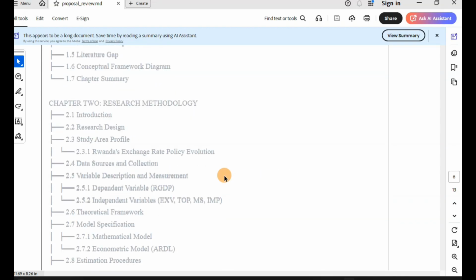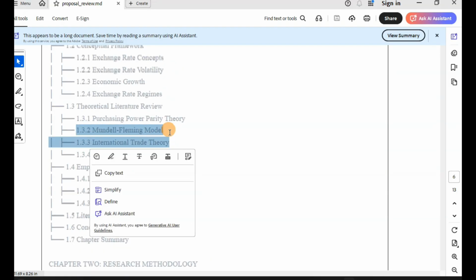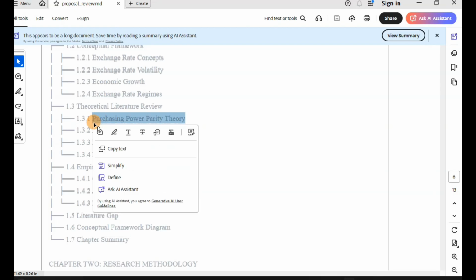So your topic, you need to add in the literature review, you need to add the IS-LM and purchasing power, because of the presence of exchange rates, you need to know how the purchasing power works.